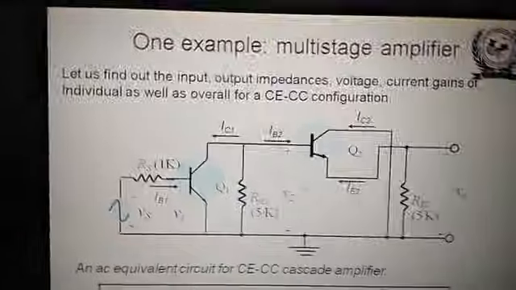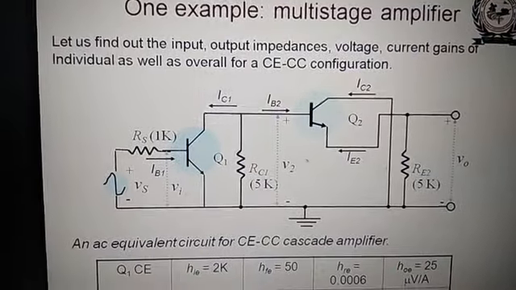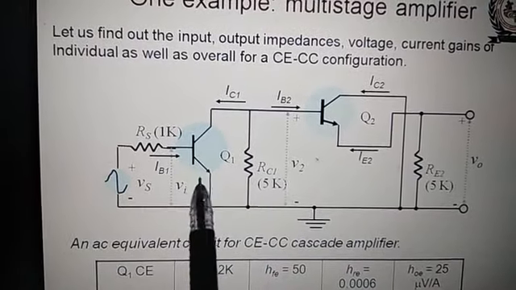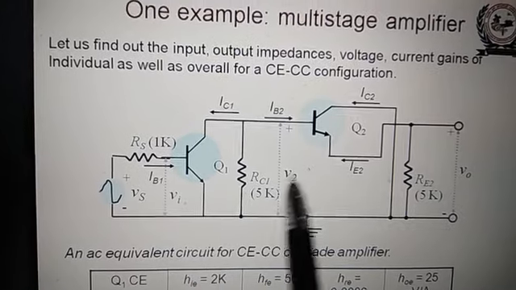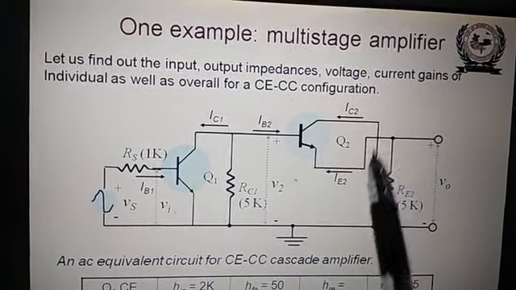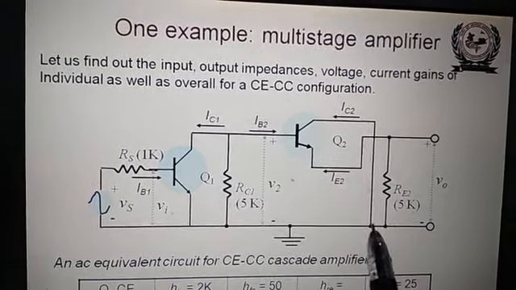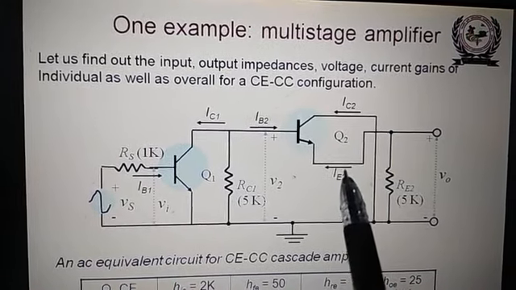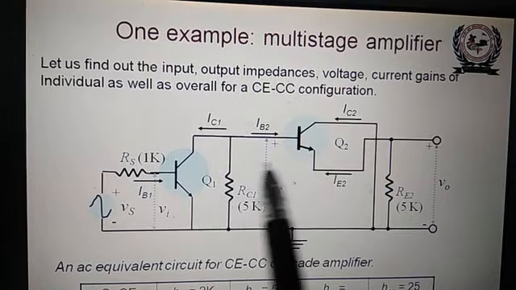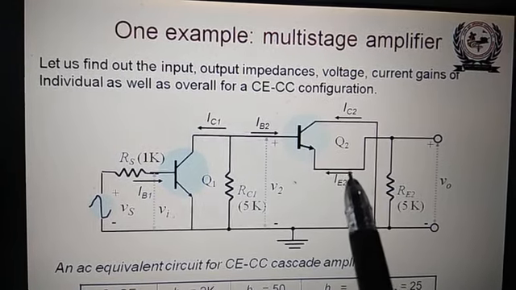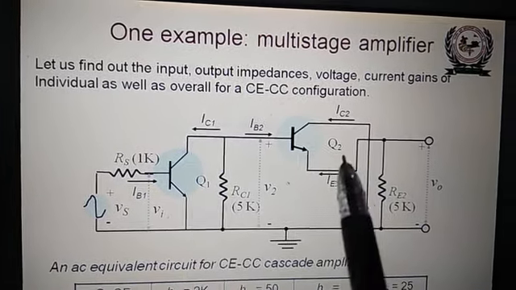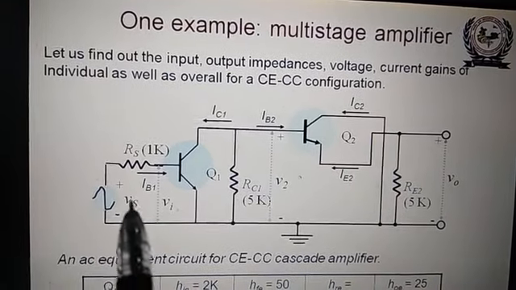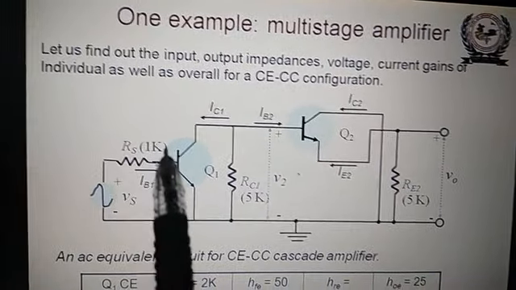This is an example of a multi-stage amplifier. This is the common emitter amplifier, where the emitter is common, and this is the common collector amplifier, where the collector is common here. So this is CE and this is CC. CE amplifier, CC amplifier. This is transistor Q1 and this is transistor Q2. Here it is a source resistance of 1 kilo ohm.